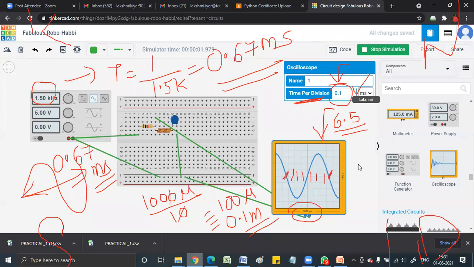Okay, so if one division is 0.1 milli, then here I have approximately 6.5, so 0.65 millisecond, which is close to this. Actually, it is exactly 0.67, but in the oscilloscope you can't see that over here. So have you understood this? Your time is exactly matching. That's why we are not bothered about reading the time part. We are only bothered about reading the height, because we need the peak to peak that is getting affected, which is VL minus VC effectively.